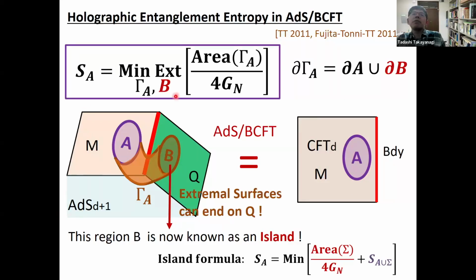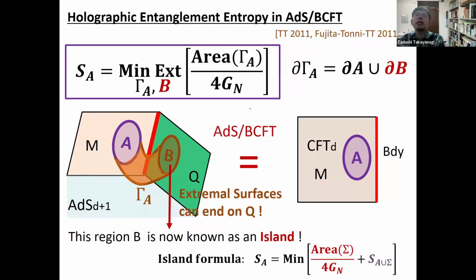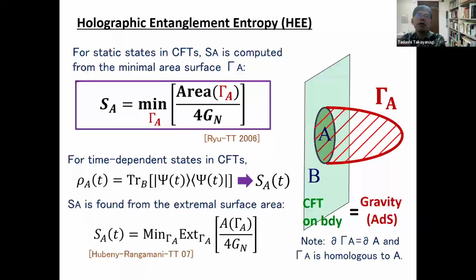But in terms of holography, we use AdS/BCFT. So the CFT living on this region M is equivalent to gravity living on this wedge region of AdS_{d+1}, cut off at the bottom by Q. Then, for the entanglement entropy of A, naively, adopting the previous prescription, you extend A into the bulk and calculate the minimal area surface. This is okay.